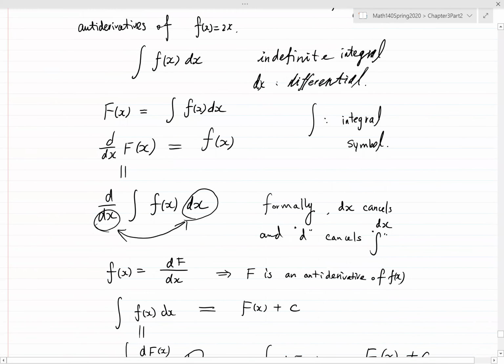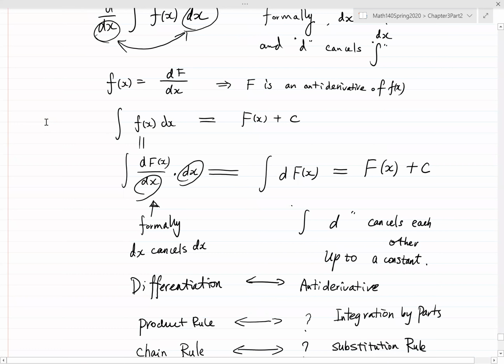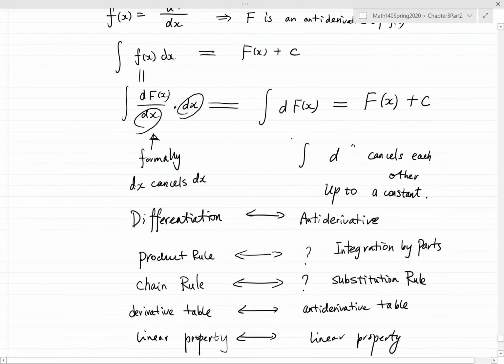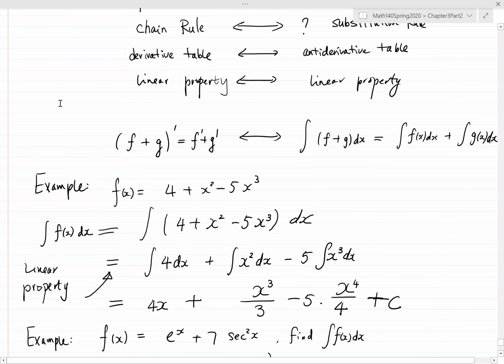If we have a certain rule in differentiation, like the chain rule, product rule, etc., then by the inverse operation we can push this kind of rule to get a rule in antiderivative. So the chain rule corresponds to a rule called the substitution rule. The product rule corresponds to a rule called integration by parts, etc. The linear property in differentiation will correspond to a linear property in antiderivative.